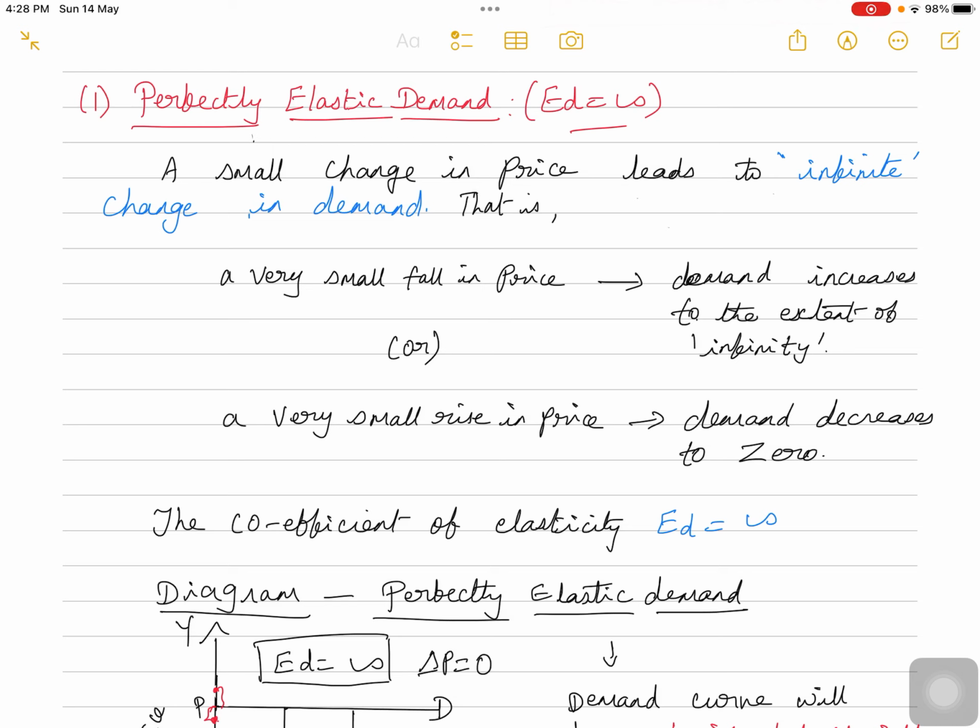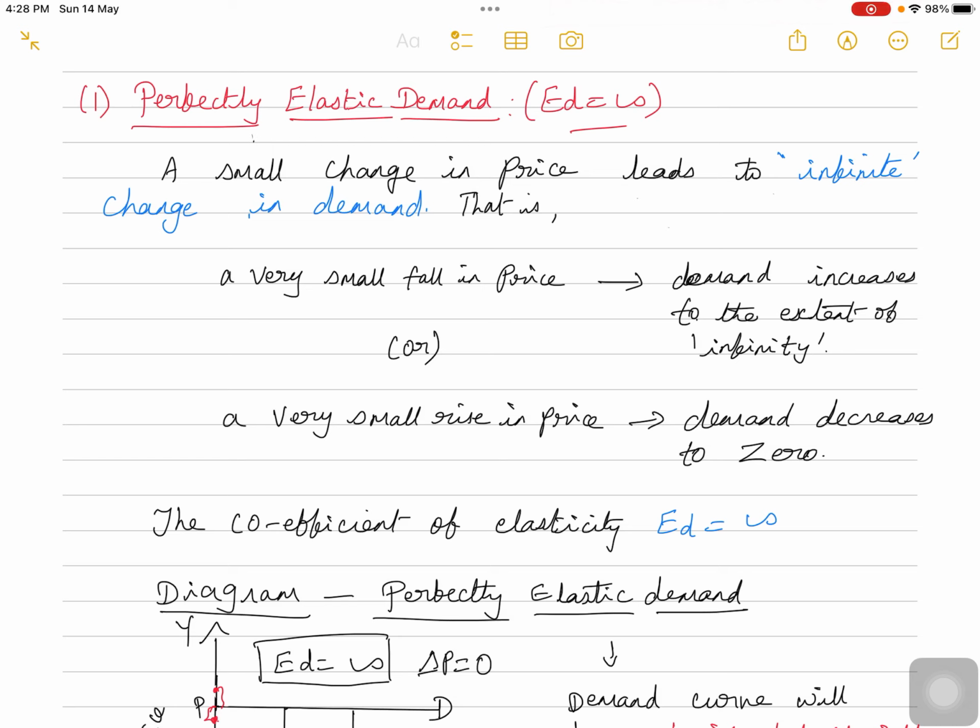So what is it? A small change in price leads to an infinite change in demand. A small change in price, or sometimes even without any change in price, the demand for the commodity will change infinitely. That means for a very small fall in price, the demand increases to the extent of infinity, or for a very small rise in price, the demand decreases, totally contracting to zero.